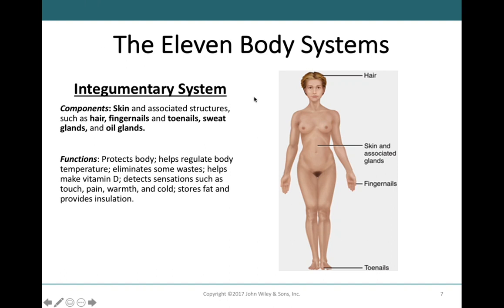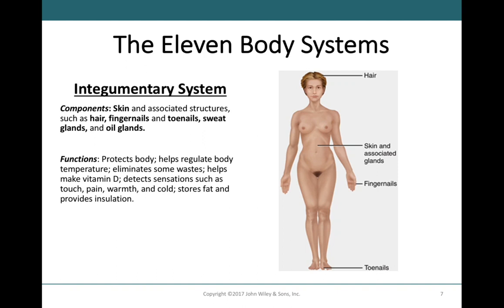So the integumentary system refers to the covering of the body. For example, some of the components that we see here are the skin. Skin is going to be its own organ that's going to be helping to make up this integumentary system. Fingernails, toenails, sweat and oil glands, all of these are going to be components of the integumentary system.